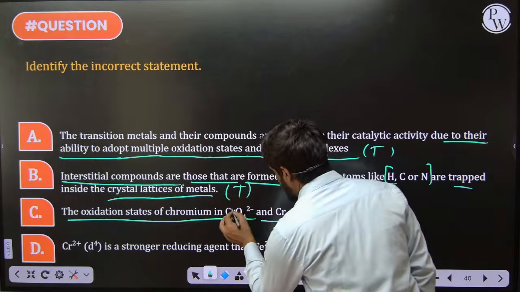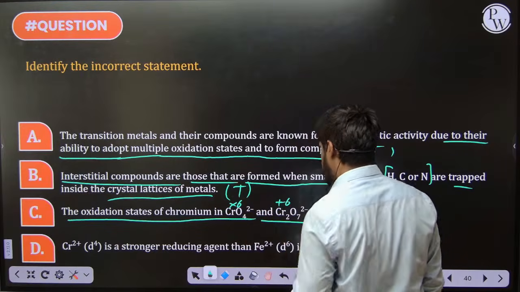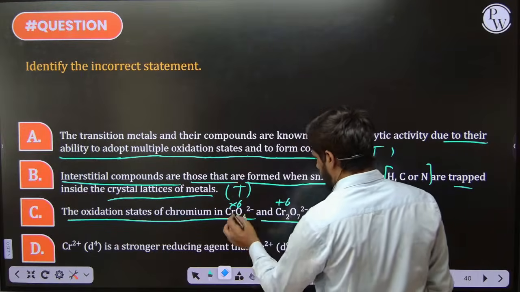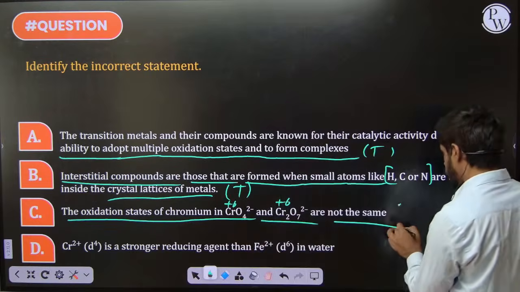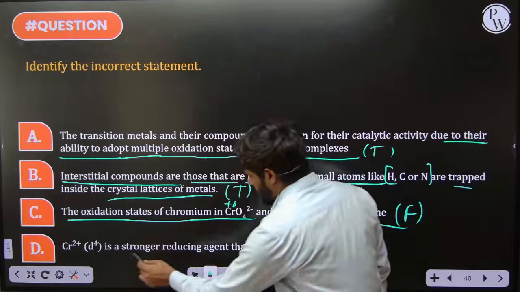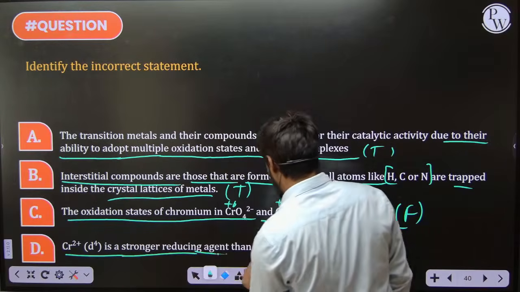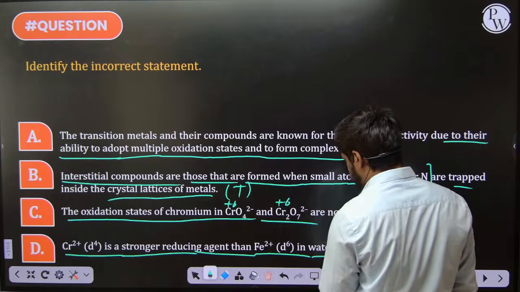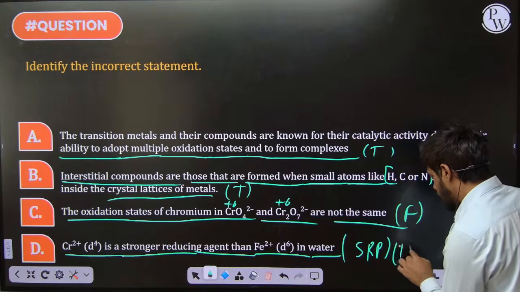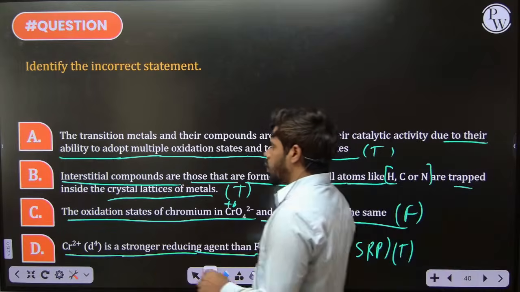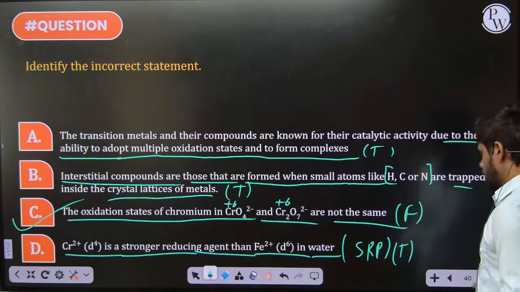The oxidation state of chromium is given as the same in both. If we find the oxidation state of chromium, it will come +6 and +6, which is the same here. So we can say this is a false statement. Next, chromium 2+ (d4) is a stronger reducing agent than Fe2+ in water. As per the SRP value, this is correct. So option C is our incorrect option.